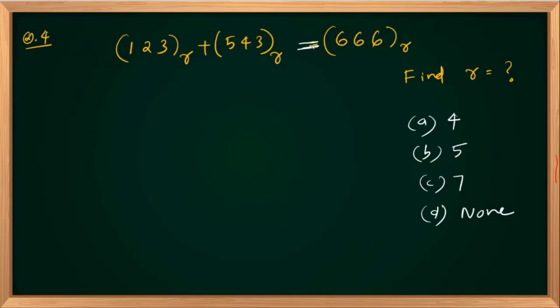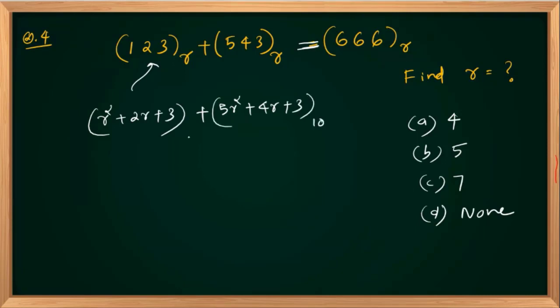All right. Nafis is answering 10. Aravind answering none of the above. Let us check that. So you should convert this into a decimal first. That is R squared plus 2R plus 3. All right. Because we should bring R variable into our equation. So that is the only possibility. Converting into decimal. Plus second term is again 5R squared plus 4R plus 3 decimal base 10, equal to the right hand side, which is again 6R squared plus 6R plus 6.